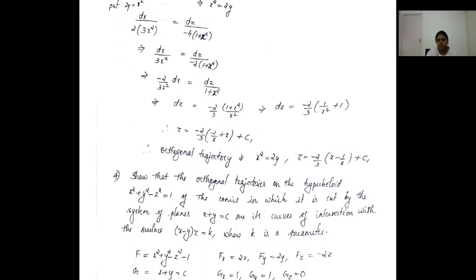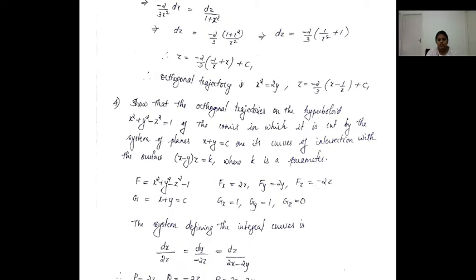And the next question, it's a show-that question. So we have to show that the orthogonal trajectory is on the hyperboloid of the conics in which it is cut by the system of planes x plus y equal to c, are its curves of intersection with the surface x minus y into z equal to k, where k is a parameter. So here you are given the surface, which is a hyperboloid: x square plus y square minus z square equal to 1.